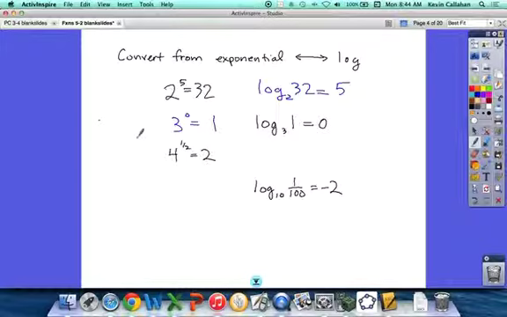How about this? 4 to the 1/2 equals 2. That's like saying the square root of 4 is 2. What would the logarithm look like? The log base 4, the base of the exponential, of 2 equals the exponent. Logarithms equal exponents.